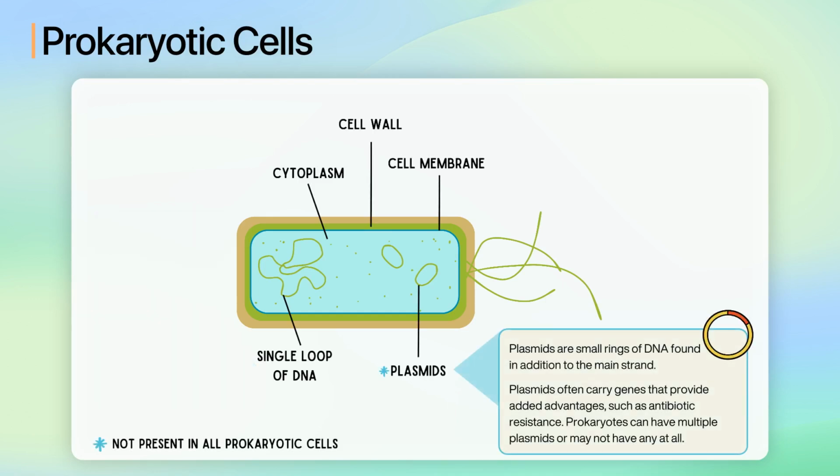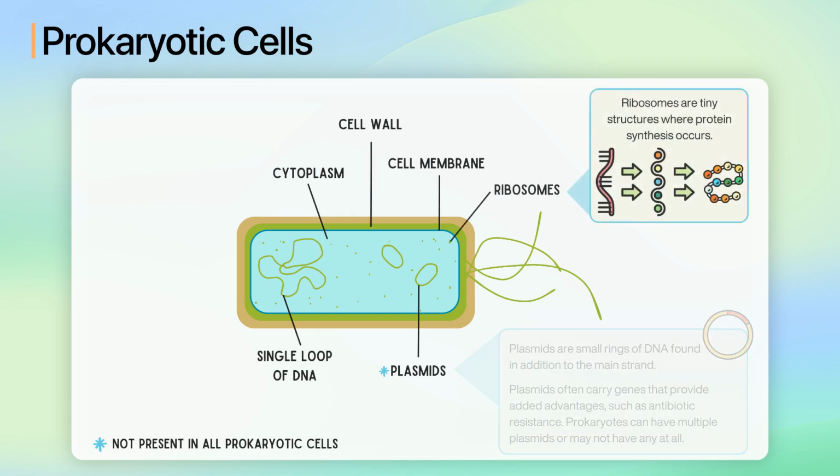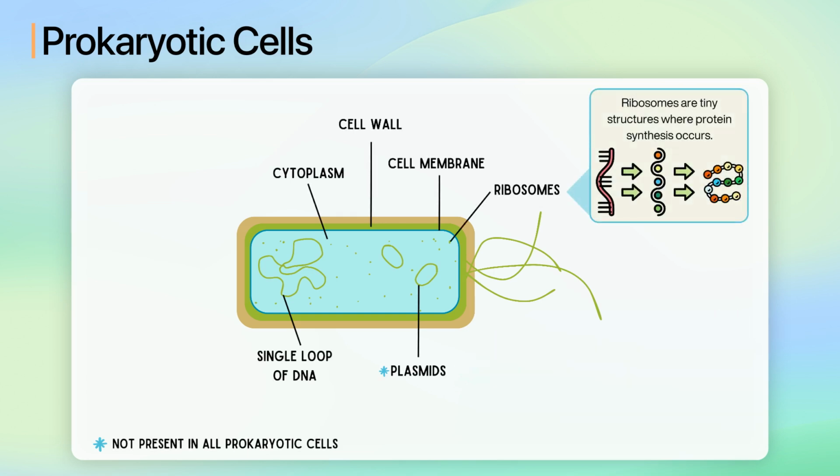As well as this, some prokaryotic cells have plasmids, which are small rings of DNA found in addition to the main strand. Plasmids often carry genes that provide added advantages, such as antibiotic resistance. Prokaryotes can have multiple plasmids or may not have any at all. Next, we have ribosomes, which are tiny structures where protein synthesis occurs.